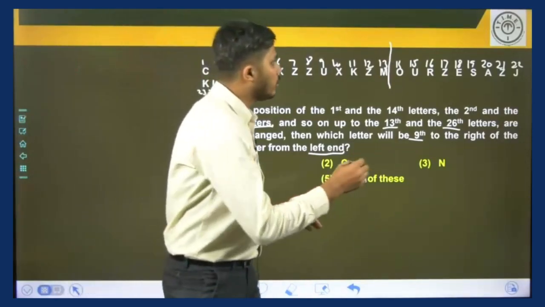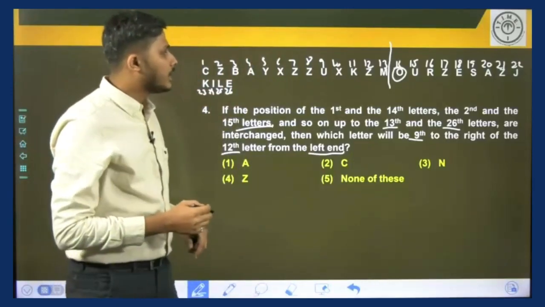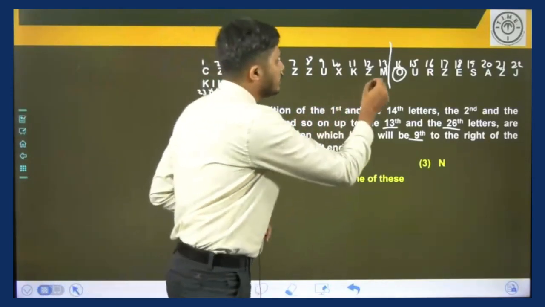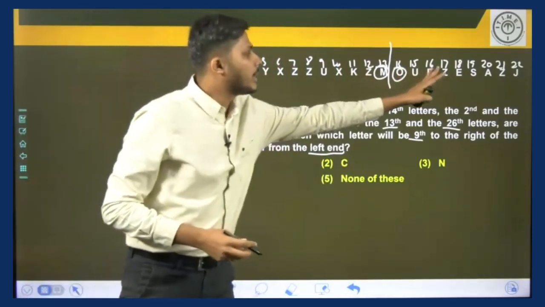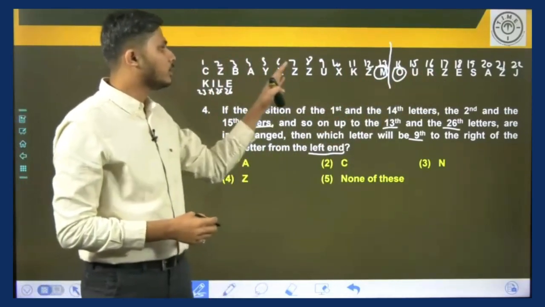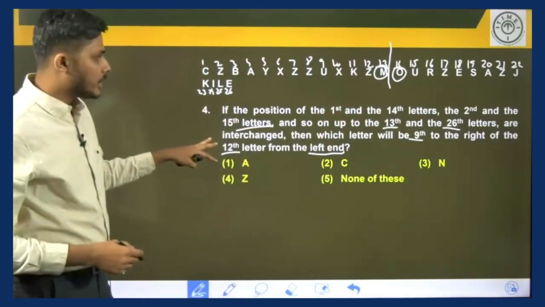So the new letter which will be at the left hand will be O, and the new letter which will be at the right hand here will be M. So this will become the first part. Now from C to M will become the second part. So now let's look at the question.